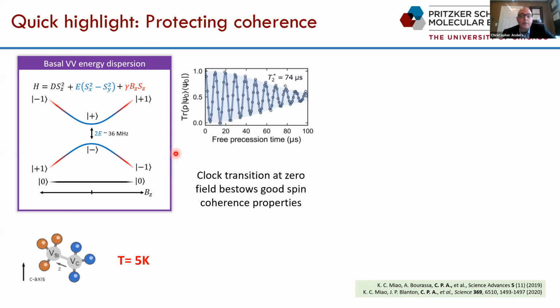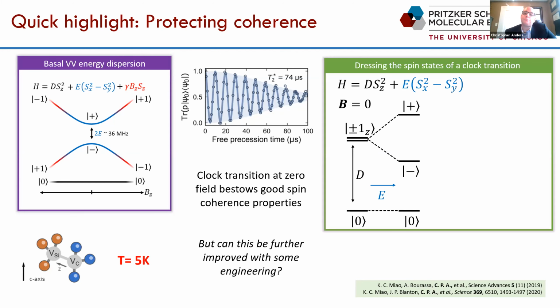At this zero field point, we can get extended coherences in a naturally abundant crystal, where usually we would measure something like 1 or 2 microseconds, and here we can get 70 to 100 microseconds. But the key question is, can we make this better? Can we engineer this to be a little bit more protected?